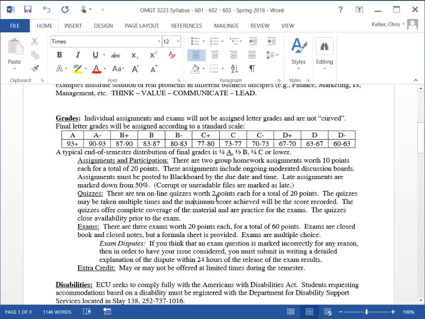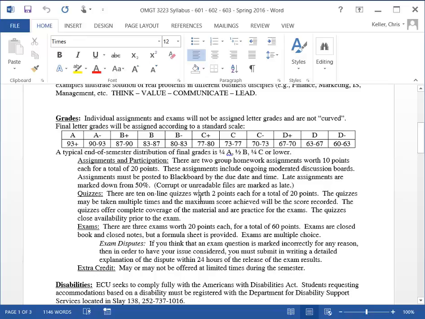The reason I want you to practice these things is because these are multiple choice questions. And in fact, these are the multiple choice questions on the exam. So if you want a good look and good preparation for the exam, take the quizzes.